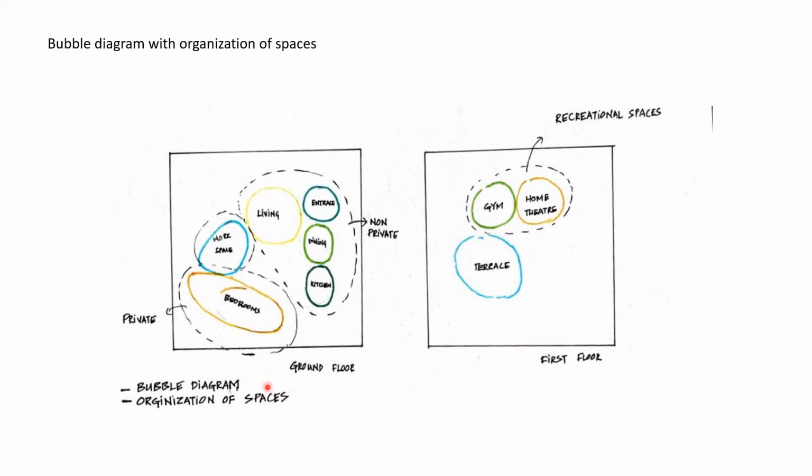So there's the bubble diagram for the organization of spaces. I put the living room, which would get the important view, and also the bedrooms away from the non-private spaces, to get some privacy. So these are the organization of spaces, and the recreational space on the first floor. Coming to the next slide.